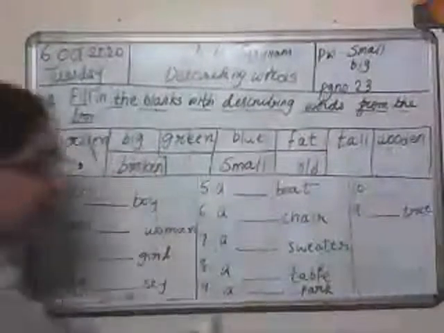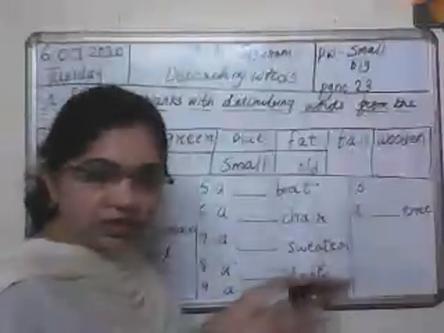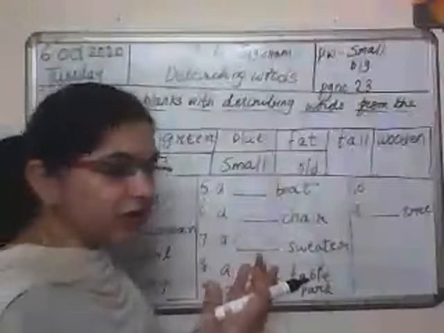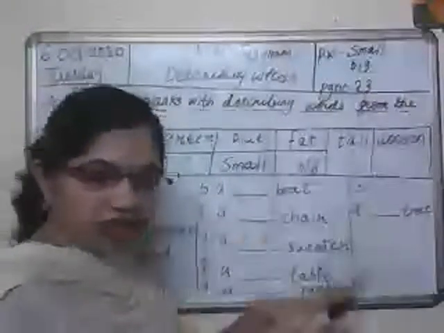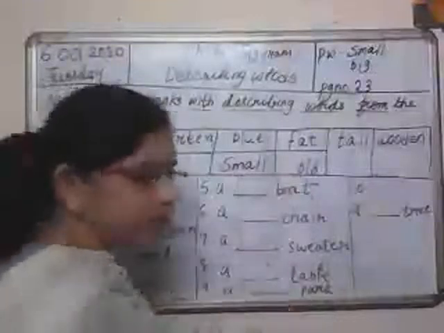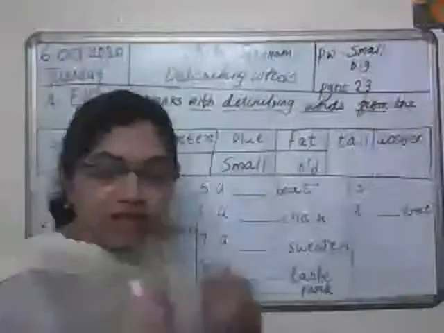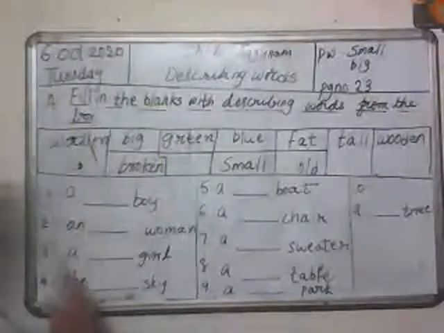Then broken, you know broken. Broken is something that has been broken. We say broken glass, broken chair, broken table, whatever has been broken. Then small, chota in size, and again old, appearance. How is a person appearing? Old, Buddha. So let's see this.